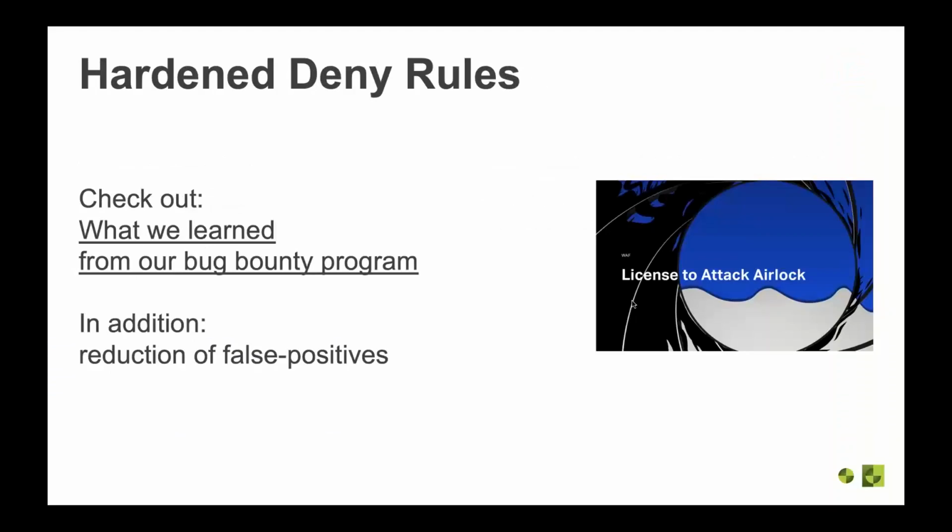As always, we are hardening our deny rules. You may know that we are running this HackerOne bug bounty program. We learn a lot from global hackers, ideas that we are not aware of. And it's really interesting how it helps us to improve and harden our rules, but also reduce the false positive rate of rules, because it's always easy to block everything. The really hard part is to block everything that's bad and accept everything that's good.